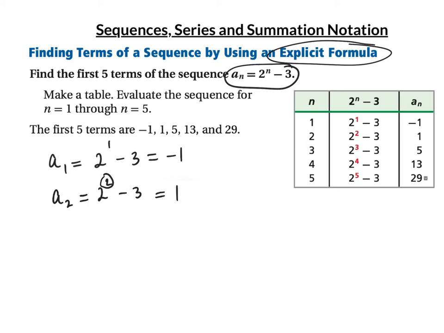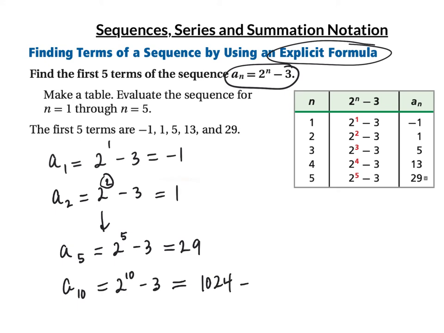And I don't have to go in order. I can jump right to a sub 5. That would be 2 to the fifth power minus 3, which is 32 minus 3, or 29. And I could ask what a sub 10 would be. That would be 2 to the 10th power minus 3, which is 1024 minus 3, which is 1021. With a recursive equation, I have to go in order. I have to build things upon a previous value. With an explicit formula, I don't have to do that. I can jump anywhere I want. A sub 10, a sub 5, I don't need to go in order.